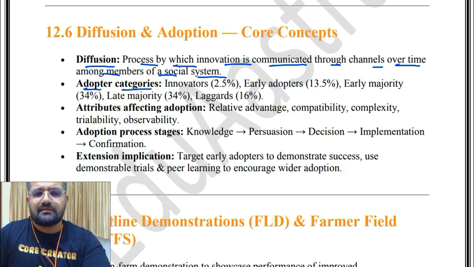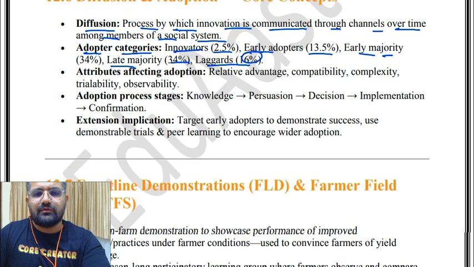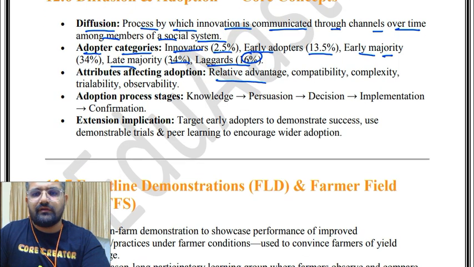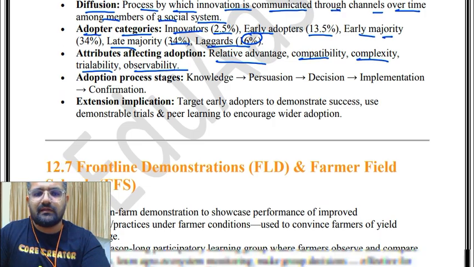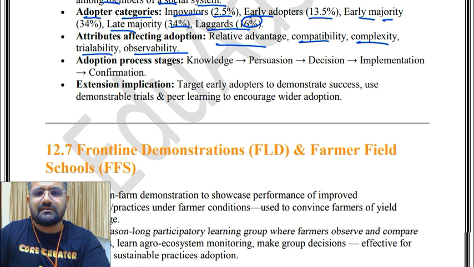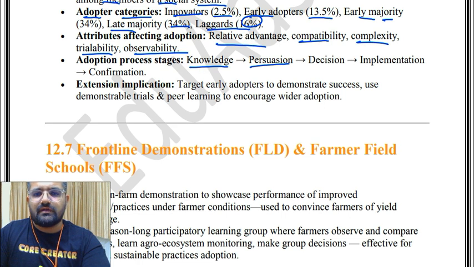Adopter categories, innovators 2.5%, early adopters 13.5%, early majority 34%, late majority again 34%, and laggards 16%. Attributes affecting adoption: relative advantage, compatibility, complexity, trialability, and observability. Then adoption process stages: knowledge to persuasion to decision making, then implementation, and then finally confirmation is what adoption process stages. Again important.